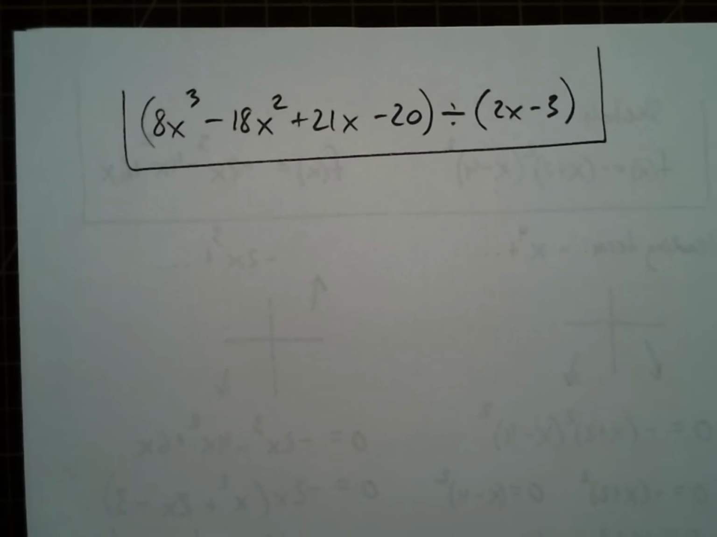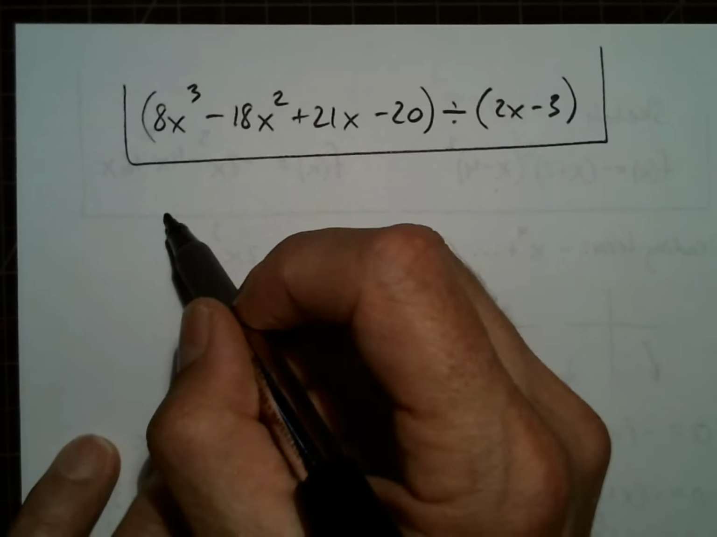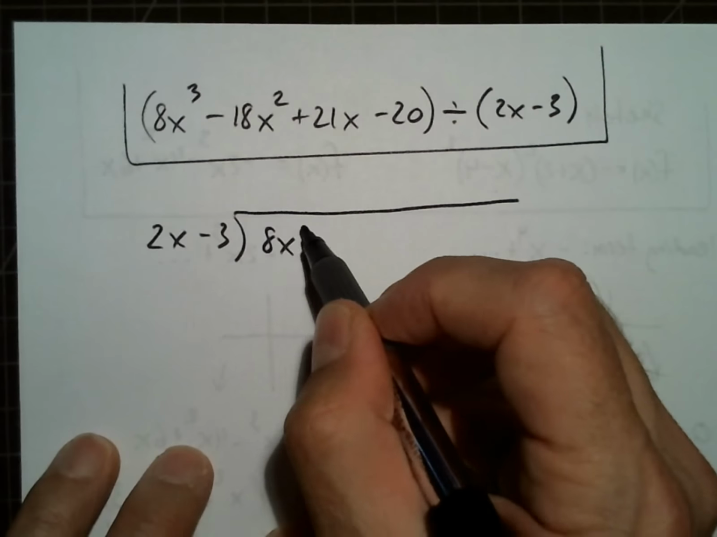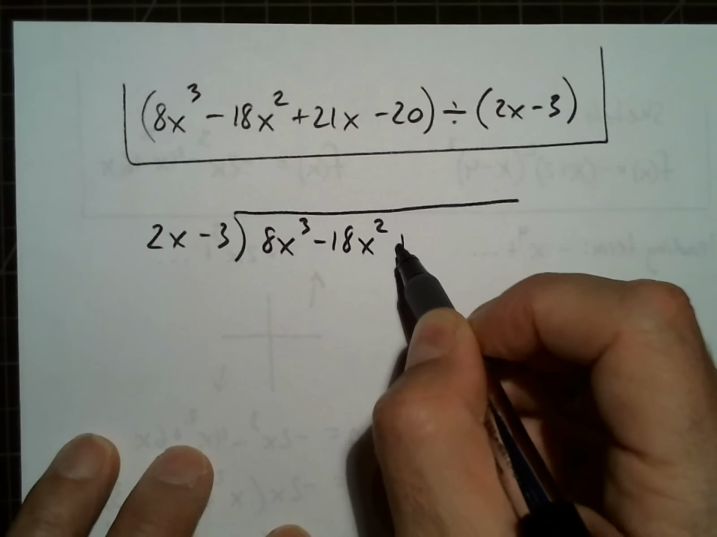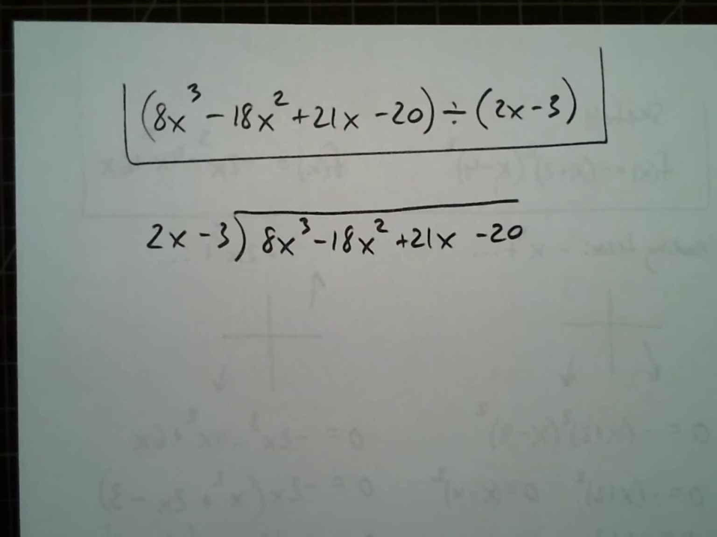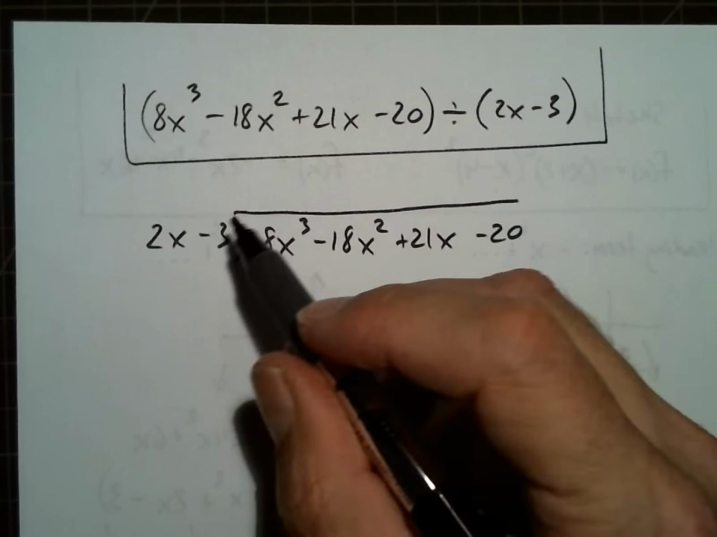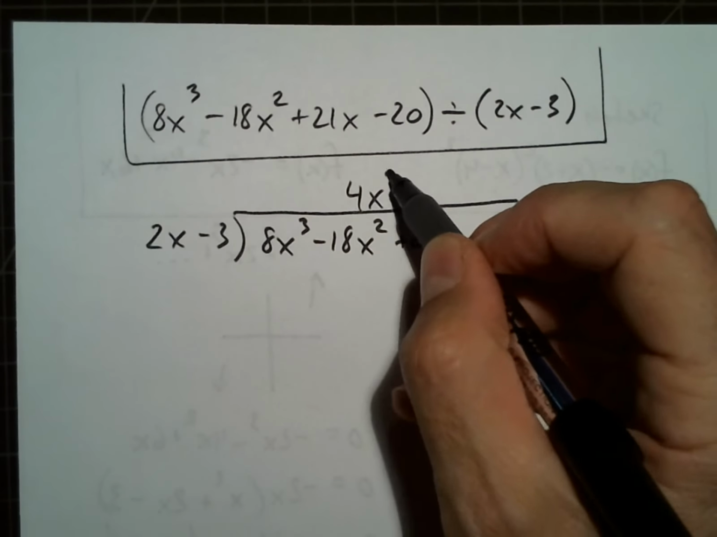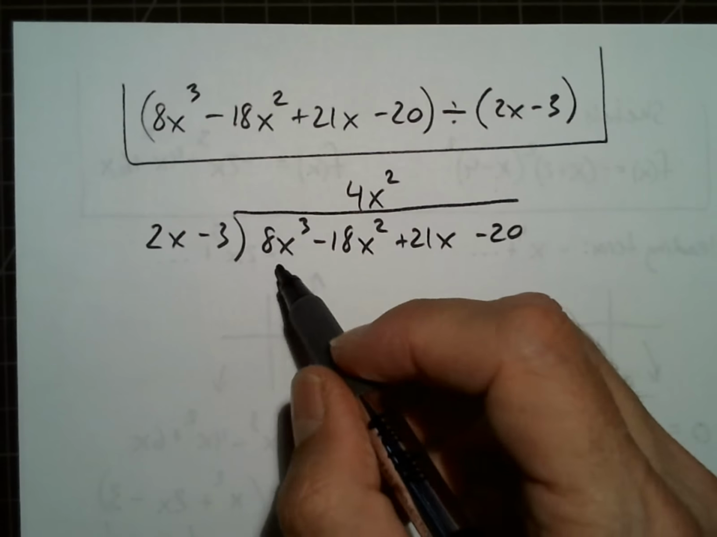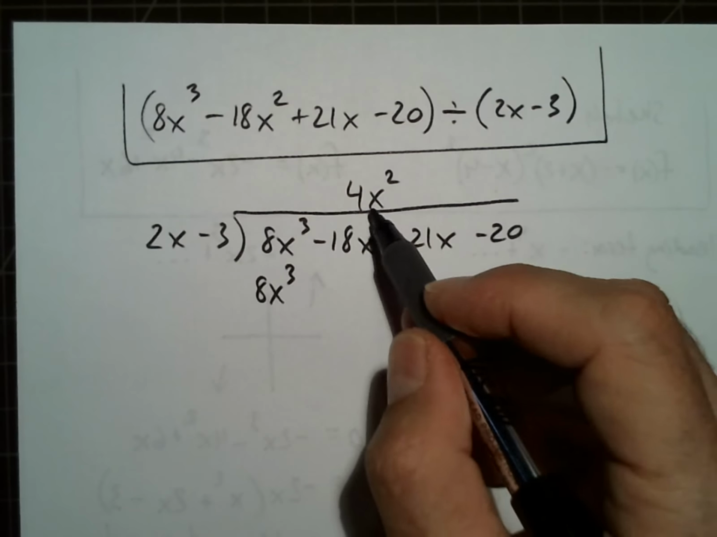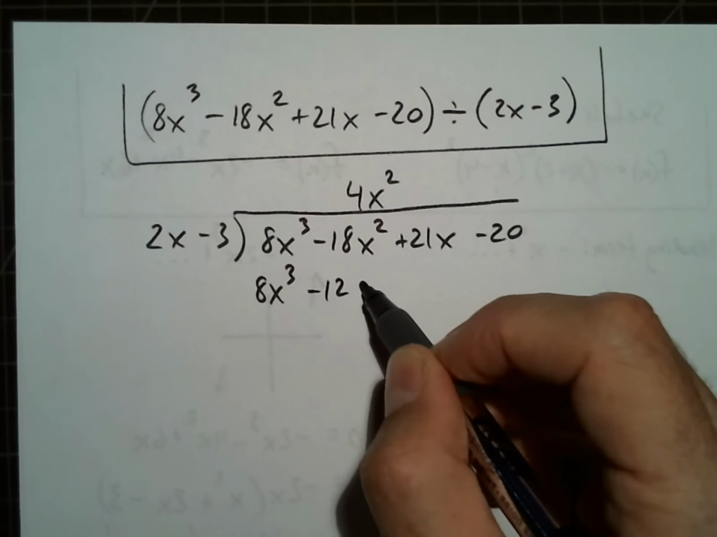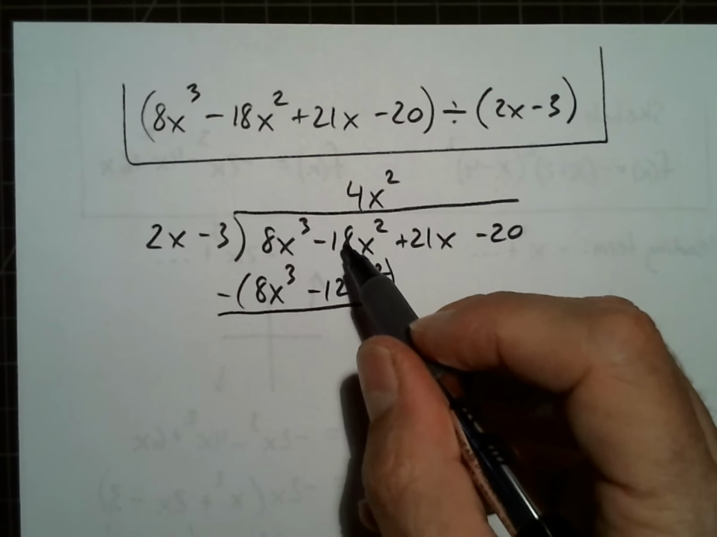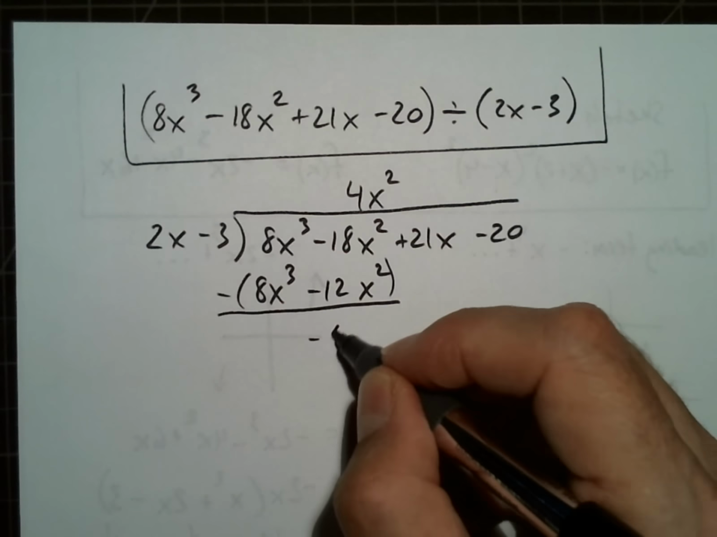Pause and try this one. What times 2x is 8? What times 2 is 8 is 4. And then we need to use x squared. So 4x squared times 2x is 8x cubed. And then we get negative 12x squared. Add 12 to negative 18, and we get negative 6x squared.